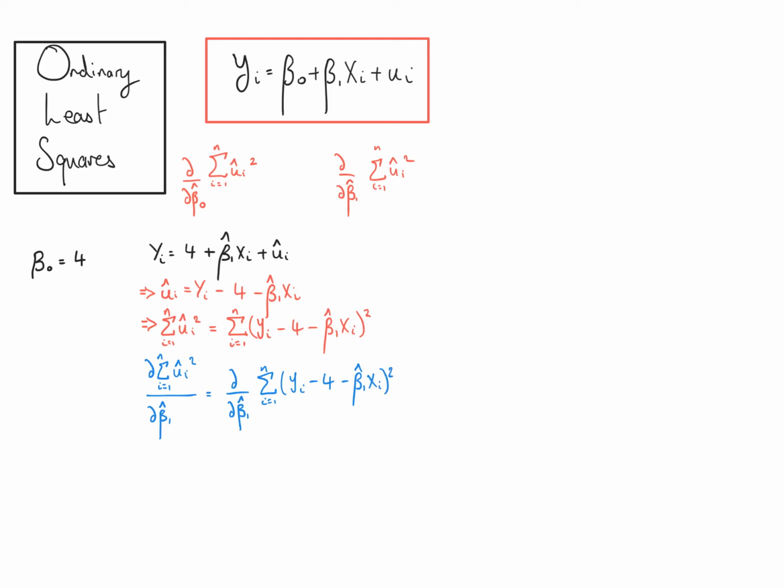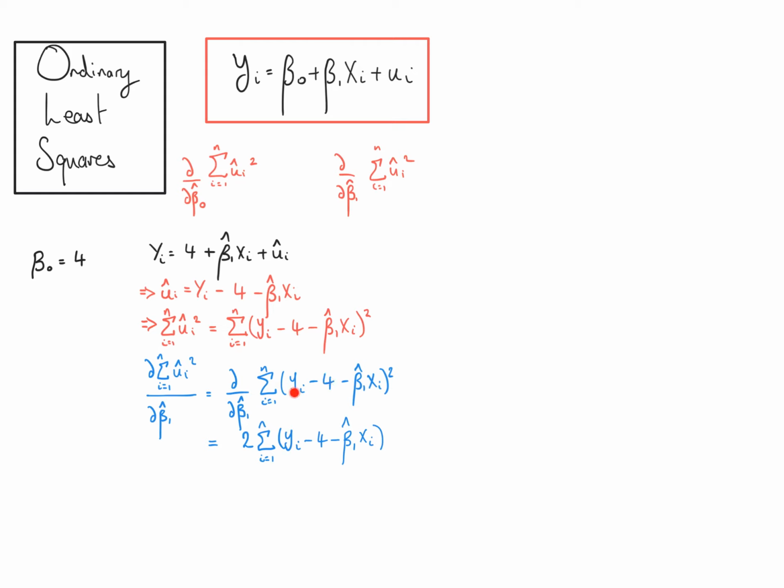Now in order to differentiate, this is effectively a function of a function, so we're going to take the 2 down the front, we're going to lower the power by 1, then we're going to differentiate what's on the inside with relation to beta 1 hat and multiply everything by that derivative. So this is going to be equal to 2 times the sum from i is equal to 1 to n of yi minus 4 minus beta 1 hat xi. We then multiply all of this by the derivative of what's inside the brackets.